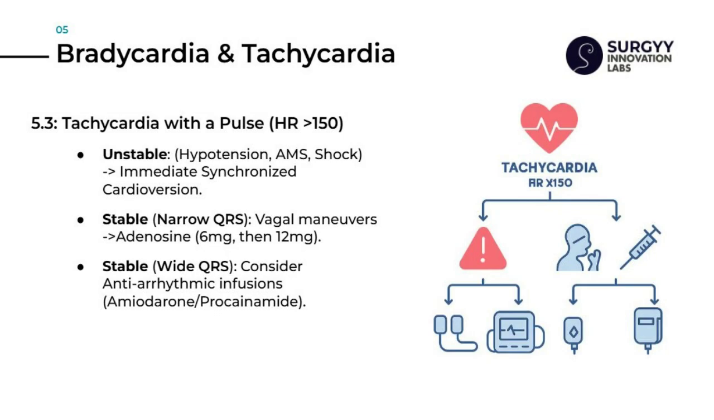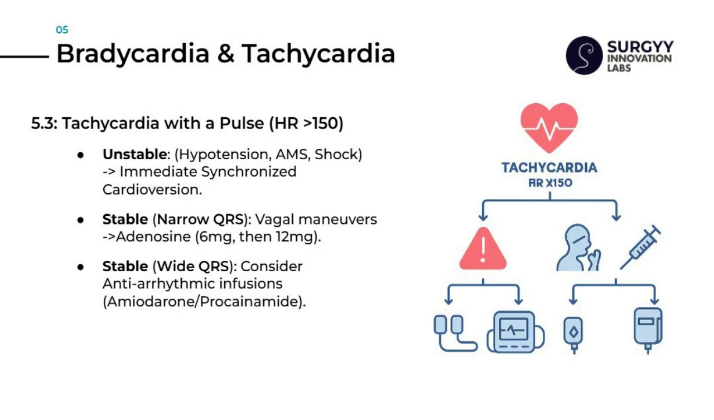Tachycardia with a pulse is defined by a heart rate greater than 150 beats per minute. If the patient is unstable, showing signs like hypotension, altered mental status, or shock, the protocol dictates immediate synchronized cardioversion. If the patient is stable with a narrow QRS complex, begin with vagal maneuvers followed by adenosine, giving 6 mg, then 12 mg if needed.